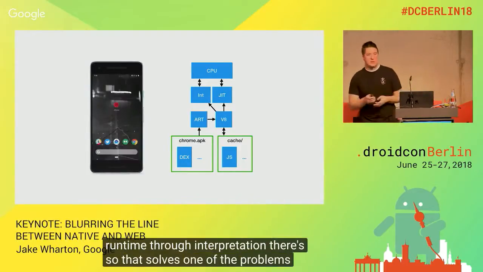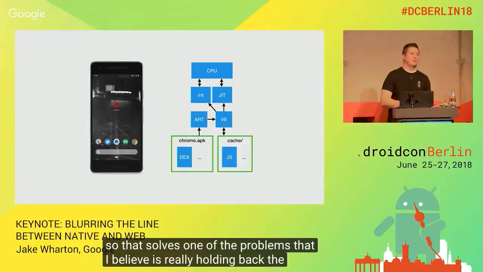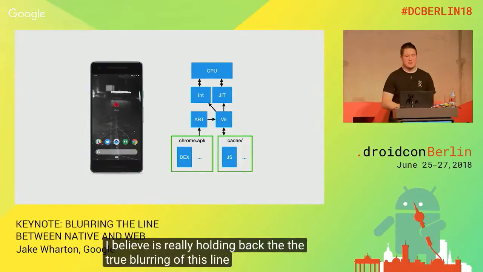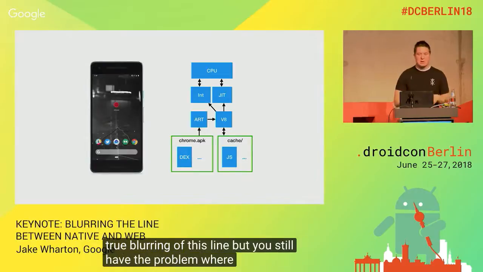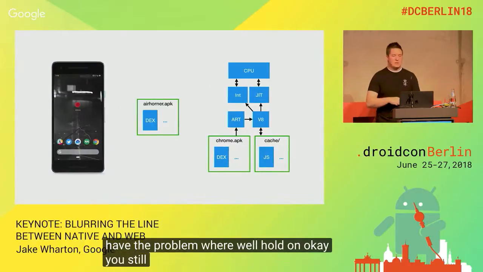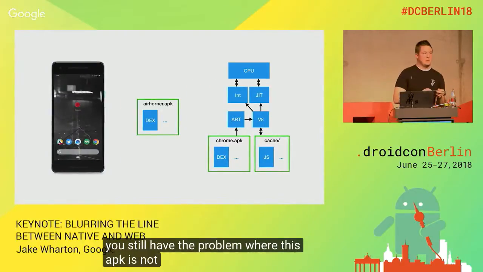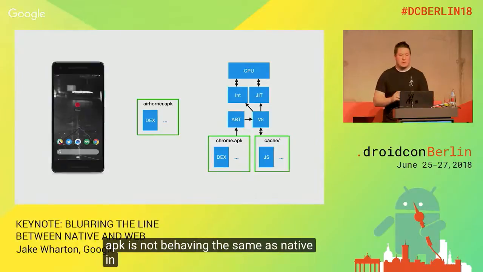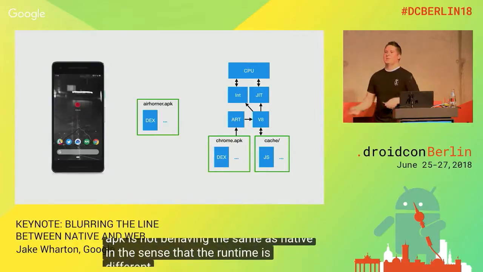So that solves one of the problems that I believe is really holding back the true blurring of this line. But you still have the problem where, hold on. Okay. You still have the problem where this APK is not behaving the same as native in the sense that the runtime is different.